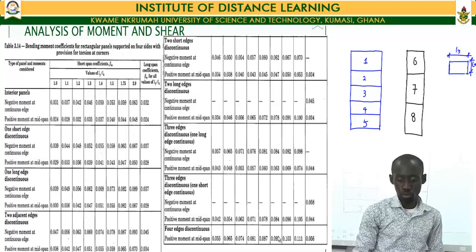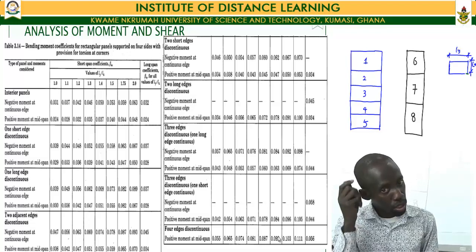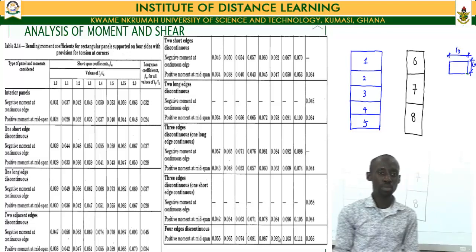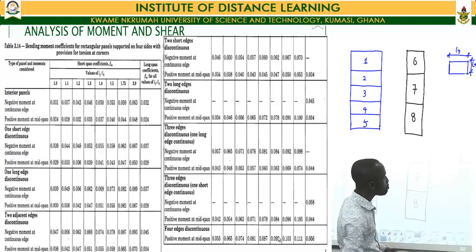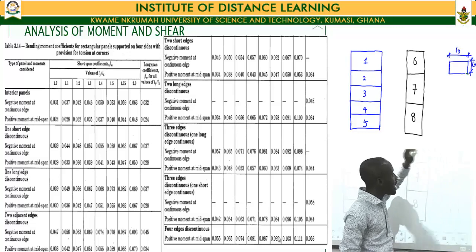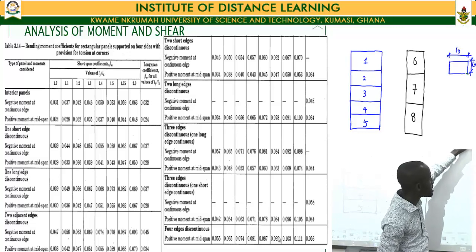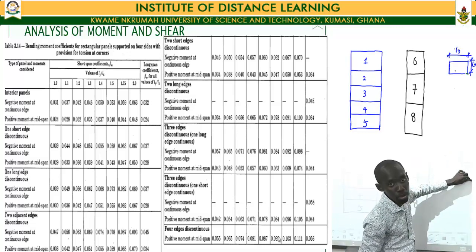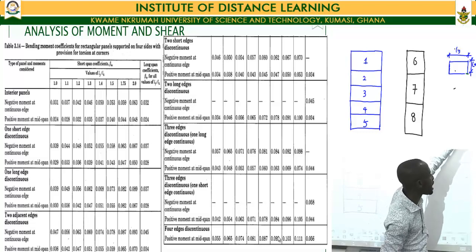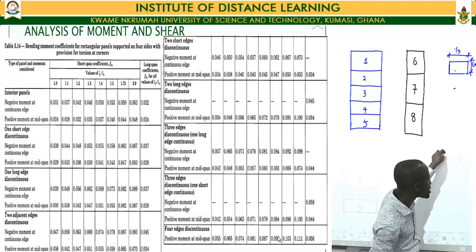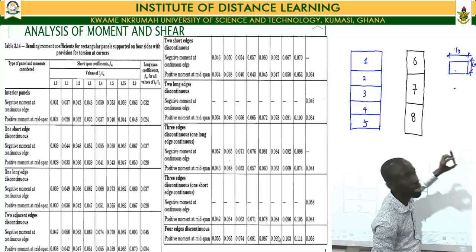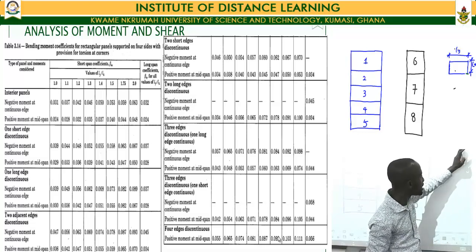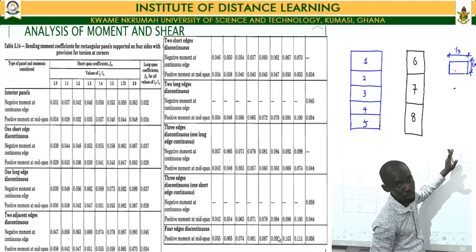So as I said, when you move to the second part of the table, it talks about two short edges being discontinuous. Two short edges being discontinuous is a slab or a panel that has both of its long edges being continuous, or being connected to other panels, but the two short edges do not continue into any other panel. They end just at their support points.